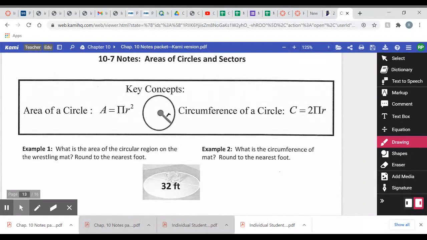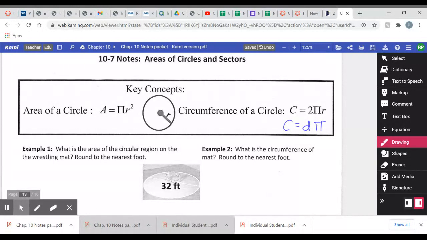First part is just a review. The area of a circle formula is pi r squared, and the circumference of a circle, which is kind of like the perimeter of the circle, the distance around the circle, is 2 pi r. Sometimes you see the circumference formula written as diameter times pi. It means the same thing as 2 pi r. So again, circumference is the distance around the circle, where area of the circle is how much space the whole circle takes up, the whole inside of the circle.